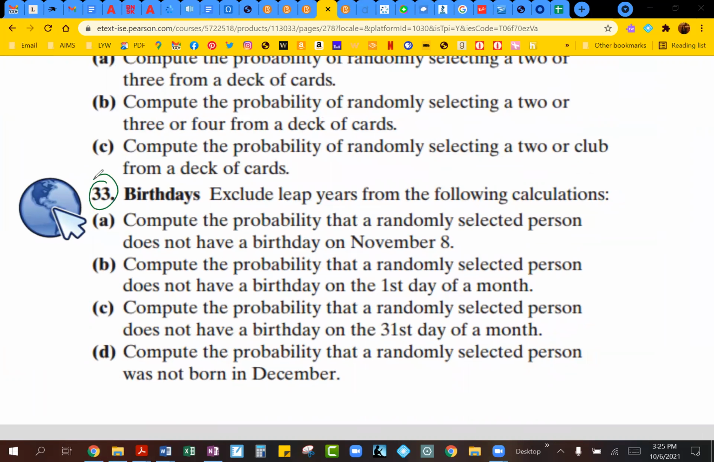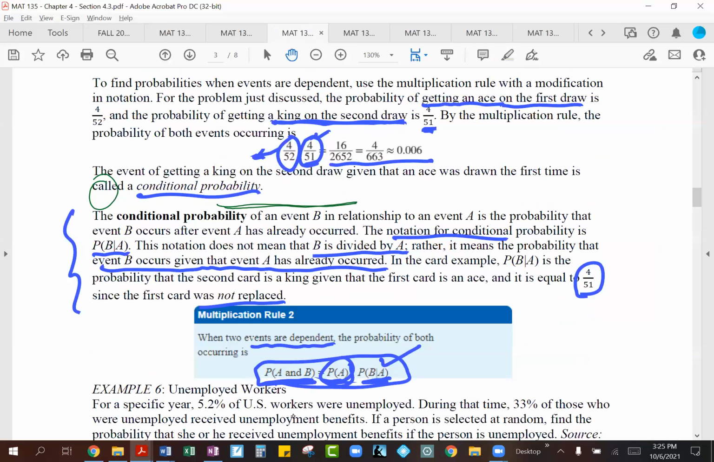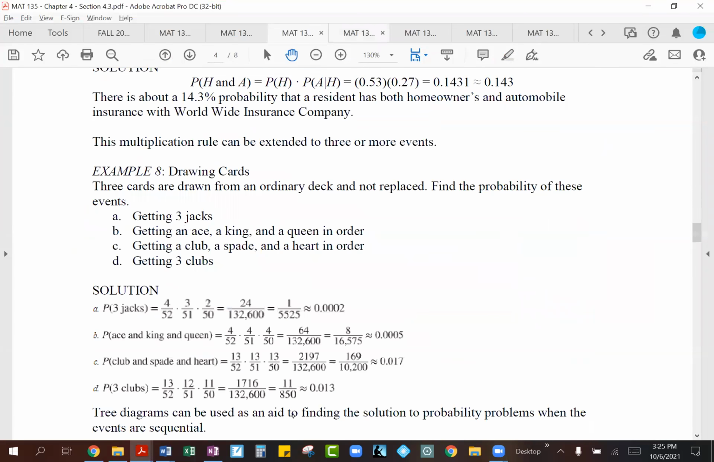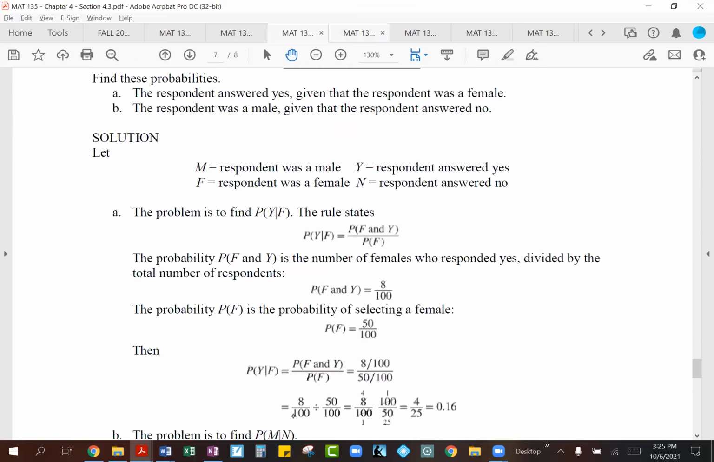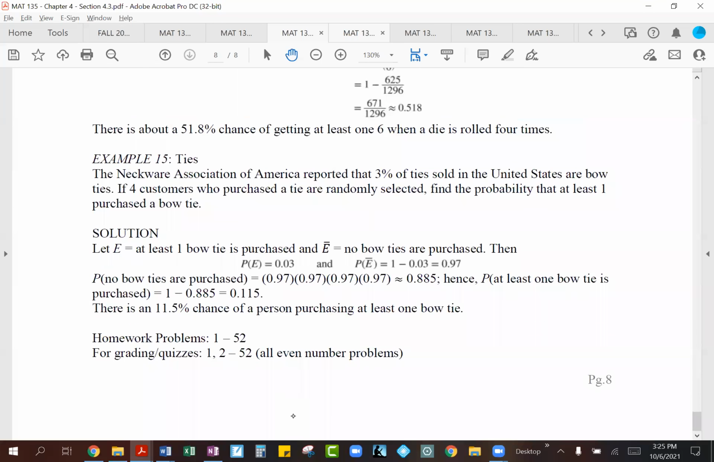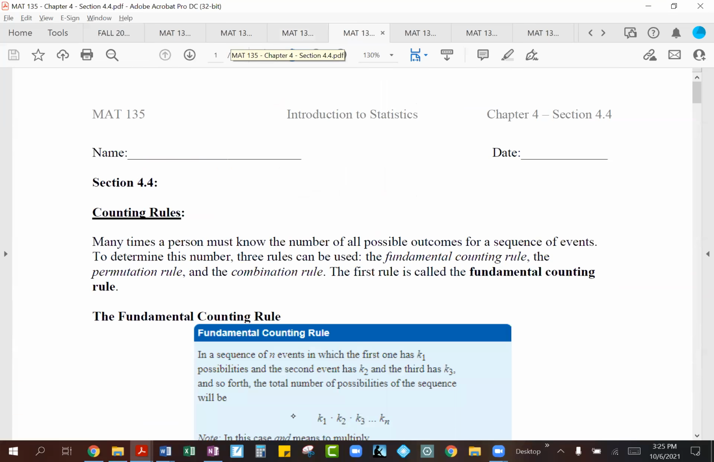So let's get into 33. They're specifically asking us to exclude the leap year from these calculations. They're asking about computing the probability that a randomly selected person does not have a birthday on November 8th. This one is actually getting into complementary events. Let's look at that. I think that might help us with this. Do they show that over here? Okay, this is with the employees.